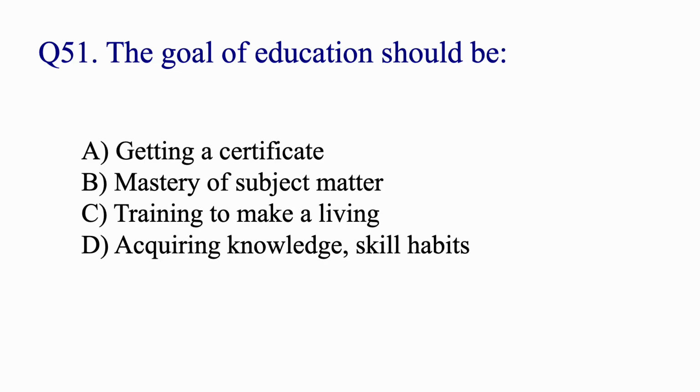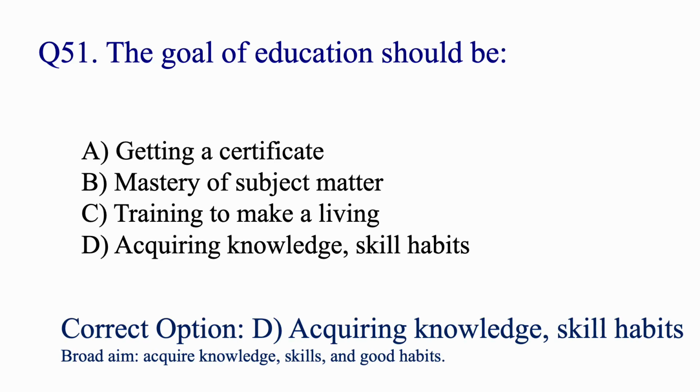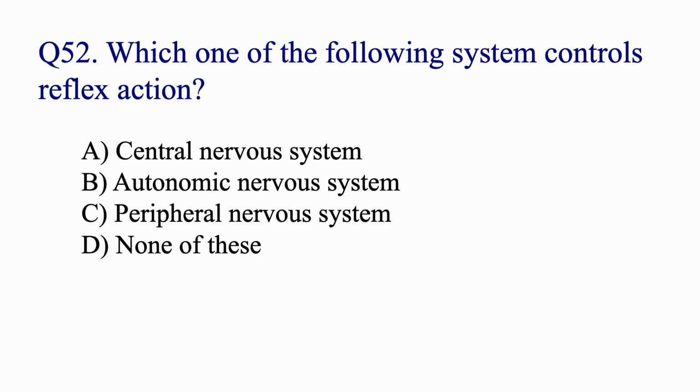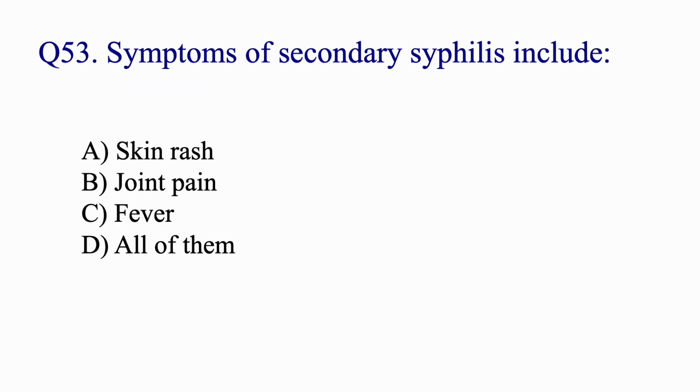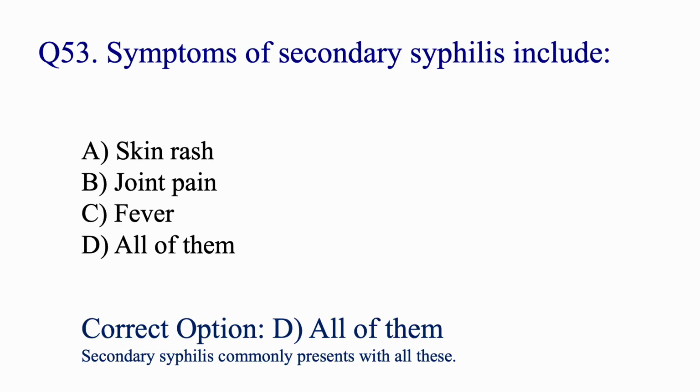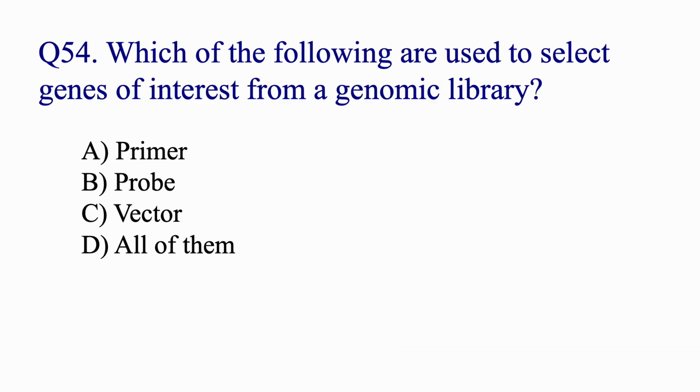The goal of education should be acquiring knowledge, skill, habits. Which one of the following system controls reflex action? Central nervous system or CNS. Symptoms of secondary syphilis includes all of them. These are skin rash, joint pain and fever.